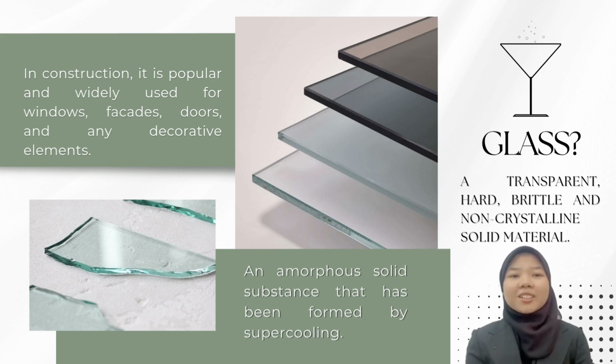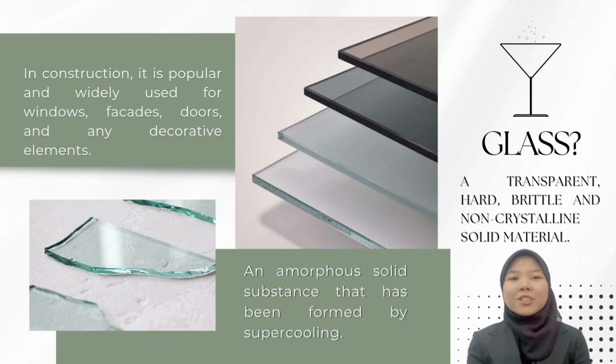What is glass? Glass is an amorphous, solid, non-crystalline, transparent material that is made by cooling molten substances without allowing them to form a regular structure. In construction, it is widely used for windows, facades, doors, and decorative elements due to its ability to let in natural light and provide a modern appearance.